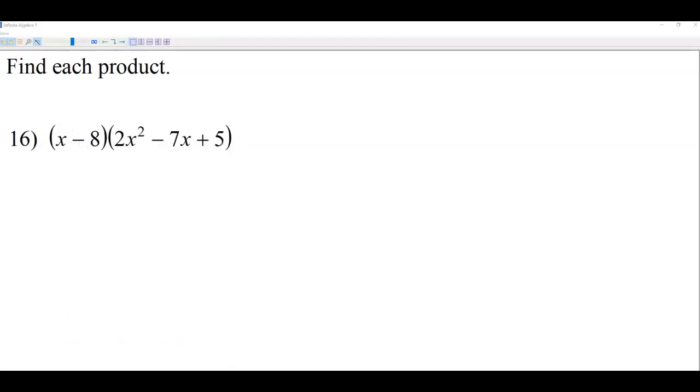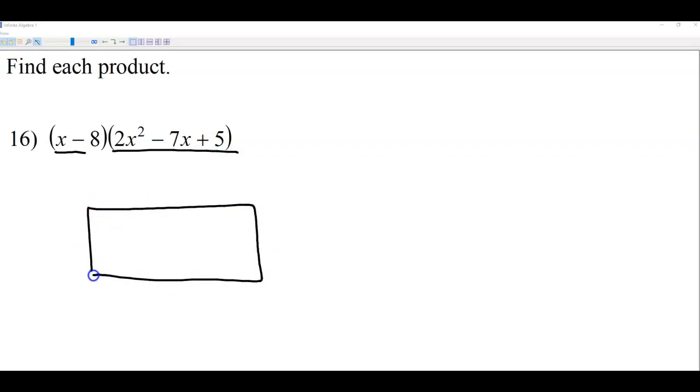Here we have a binomial being multiplied by a trinomial. When that's the case, we need a bigger box. We need a 2 by 3 box. We need it to be 3 spaces long for the trinomial and 2 spaces high for the binomial. And we're just going to go ahead and multiply to fill in our box here.